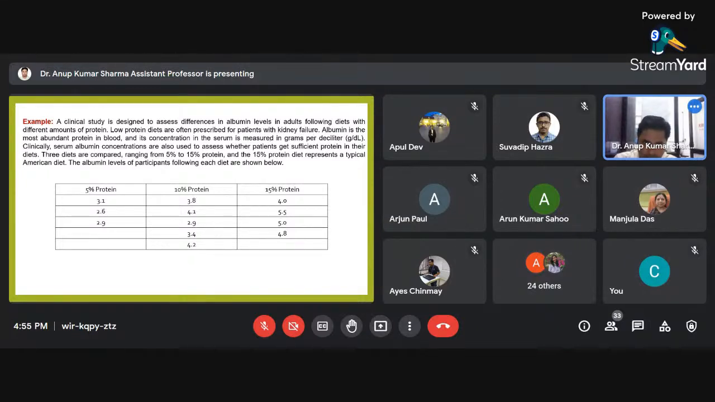We limit to 5%, 10%, 15%. Albumin is the most abundant protein in blood, and its concentration in the serum is measured in grams per deciliter. Serum albumin concentration is also used to assess whether patients get sufficient protein in their diets. Three diets are compared, ranging from 5% to 15%, and the 15% diet represents a typical American diet. The albumin level of participants following each diet is shown.